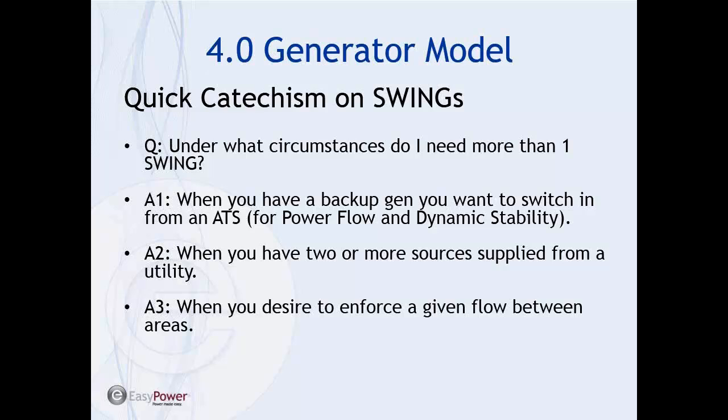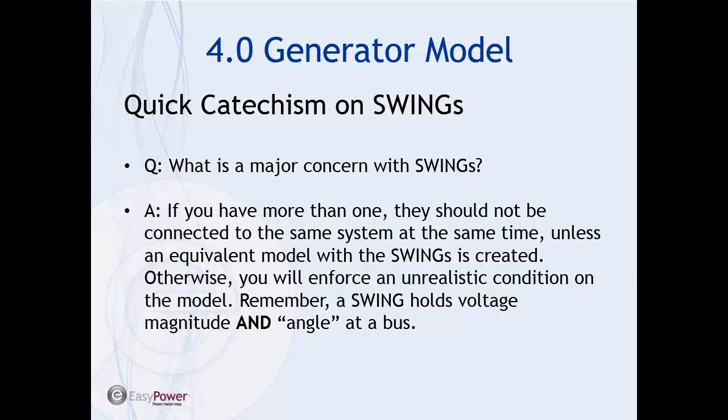Well, if I can have a lot of swings, under what circumstances do I need more than one? Answer 1: when you have a backup gen you want to switch in from an ATS. That would be 1, for both power flow and dynamic stability. 2: when you have 2 or more sources supplied from a utility. 3: when you desire to enforce a given flow between areas. Now I have a couple cases I'm going to look at in just a minute on that, okay?